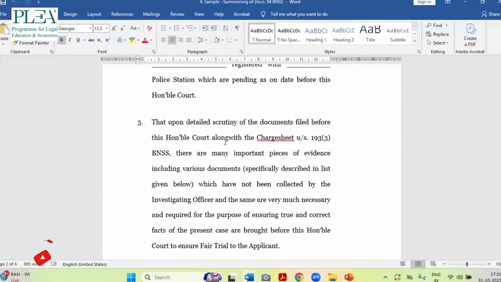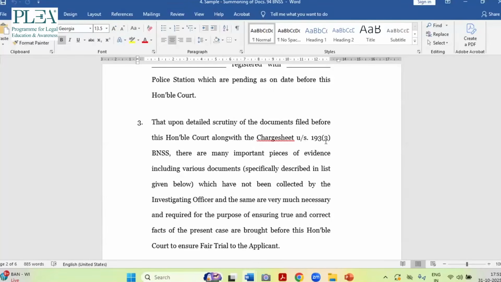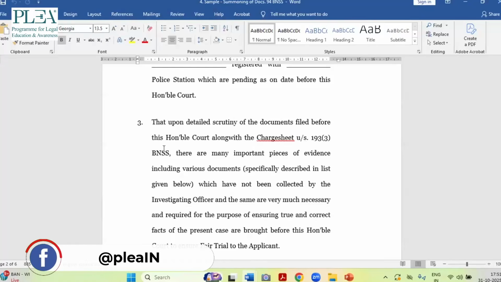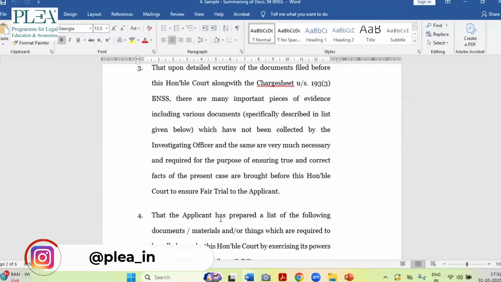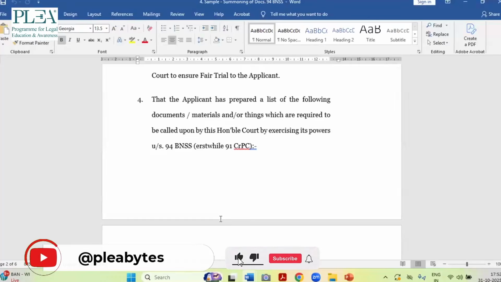Now, why there is a need to file such an application is because, upon detailed scrutiny of the documents filed along with the charge sheet under 193(3) BNSS, which is earlier 173(2) of CrPC, there are many important pieces of evidence, including various documents, that have not been collected by the IO or not submitted by the IO, and the same are necessary and required for ensuring that true and correct facts of the case are brought before the court. Now, when you say which documents, you prepare a list.